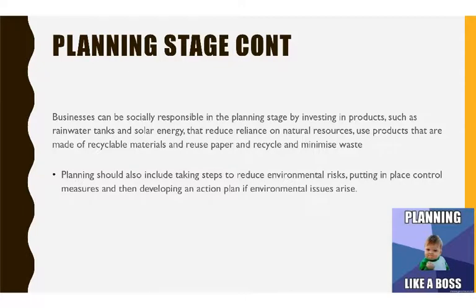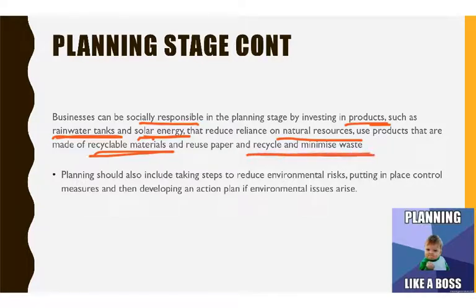So during the planning stage, to be socially responsible, a business could invest in products such as rainwater tanks, so using recyclable water, solar energy, so solar panels, so they're not relying on natural resources like coal. They could be, for instance, if they're selling products online, having their packaging made of recyclable materials. Photocopy paper could be something that's recycled as well, so not just paper from trees. It could be recycled paper, and they could use recycle bins and try to minimize waste in general.